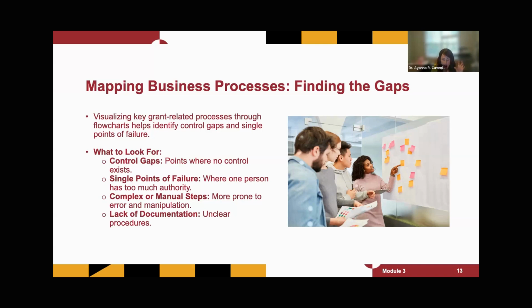Of course, all complex and manual steps may involve human error or be so complex that they're more prone to error and manipulation because they're not simplified enough to be understandable or reproducible by each and every spreadsheet we employ or person who manages them. And then are there documentations or lack thereof? And when there's no documentation in place, the procedure itself becomes unclear.